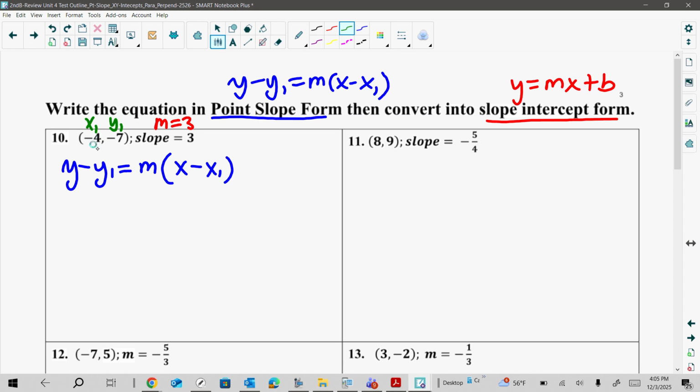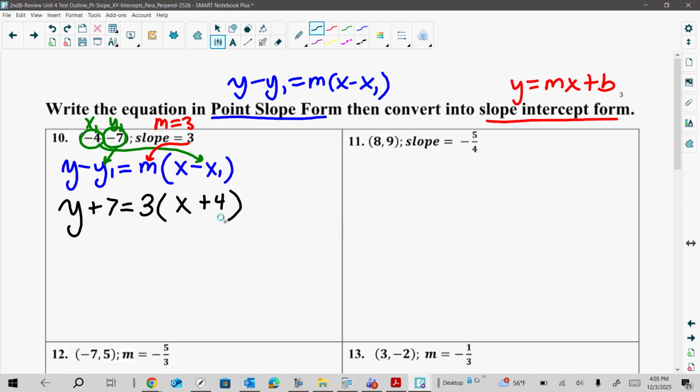So the x1 is this negative 4, and we're going to plug it in. We've got to remember, when it's negative, we do the opposite. We're going to end up writing it as plus. And then there's negative 7 here. Same thing, we do the opposite. We don't do the opposite for our m. The 3 goes where that m is. So when we write this out, we're going to have y plus 7 equals our m, which was 3, parentheses, x plus 4.